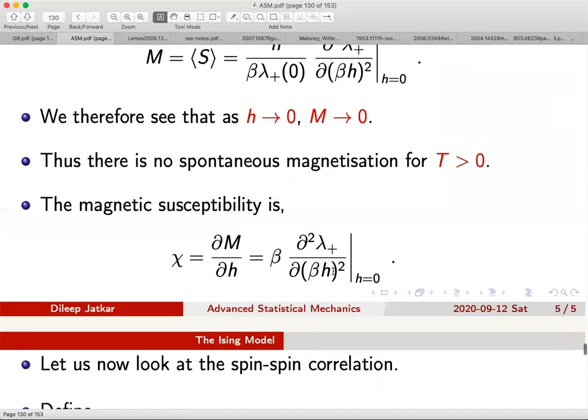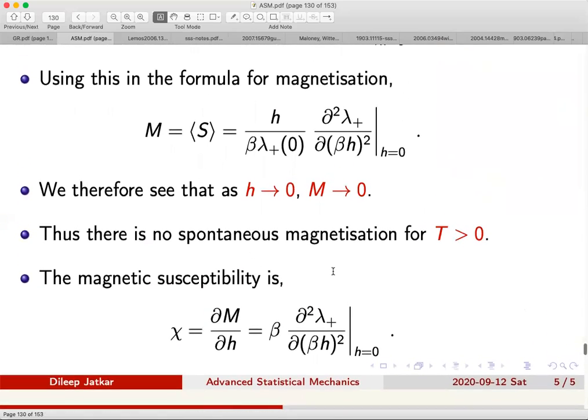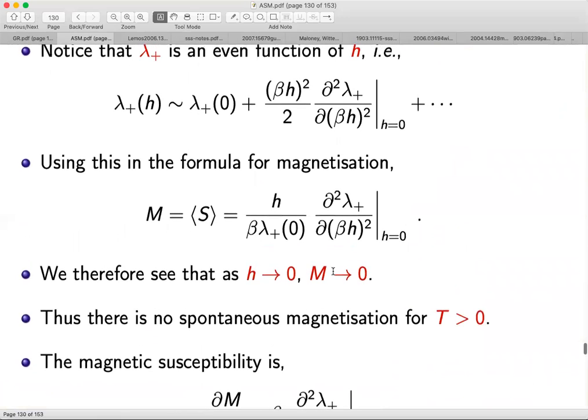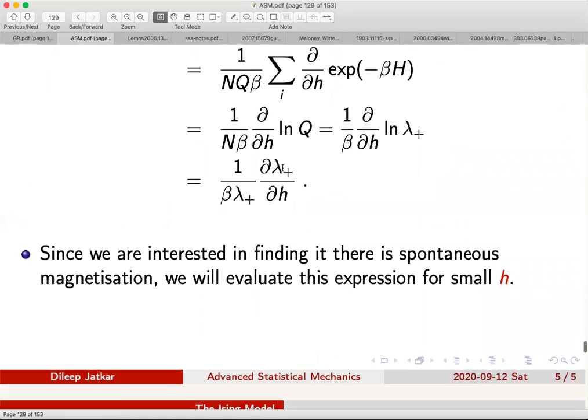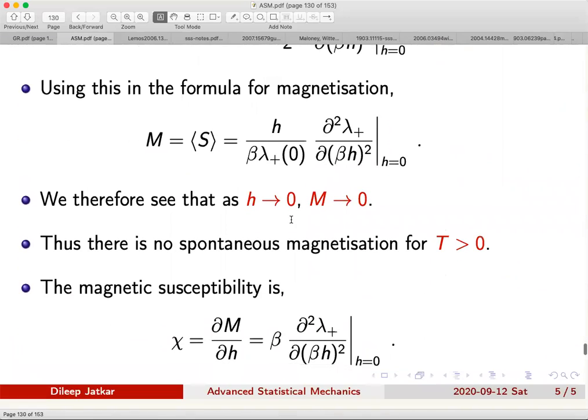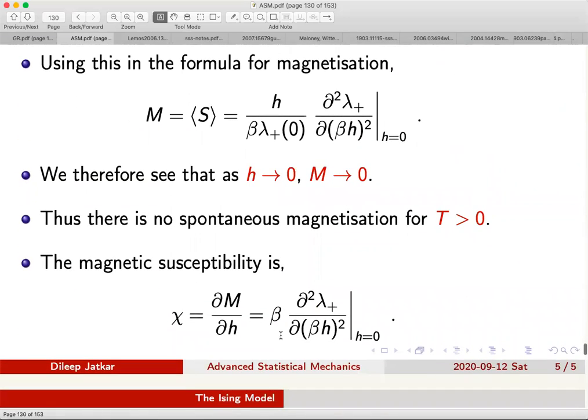I think this will be ln lambda plus in the magnetic susceptibility part. No, no. M also is just lambda plus. Oh, you mean there should be a 1 over lambda here? Yeah, that's right. Okay, I'll do that.